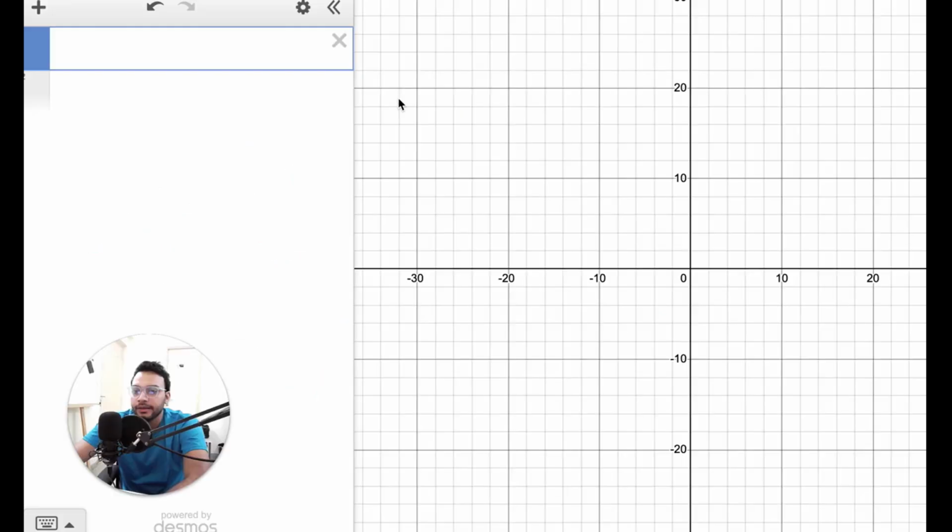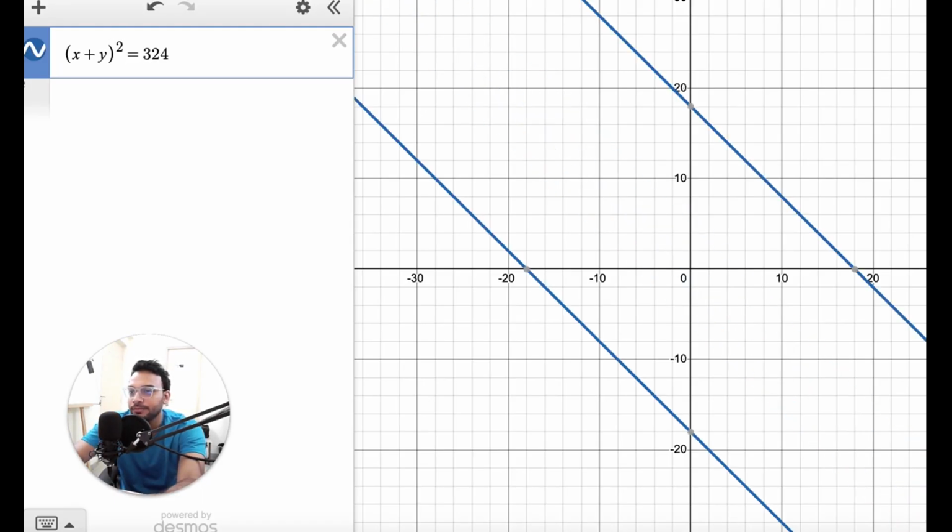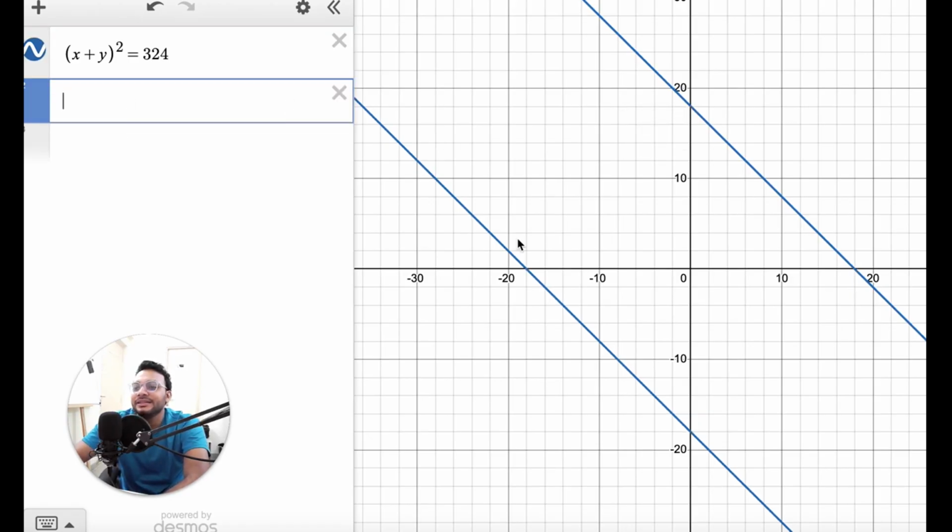Let's write both the expressions given. (x + y)² is equal to 324. As you can see, this is what we get in the graph. If you look at the intercepts, basically all intercepts are different versions of 18 and 0: negative 18, 0; 0, negative 18; 18, 0; 0, positive 18. So this directly suggests that 18 is the square root of 324, but no worries.